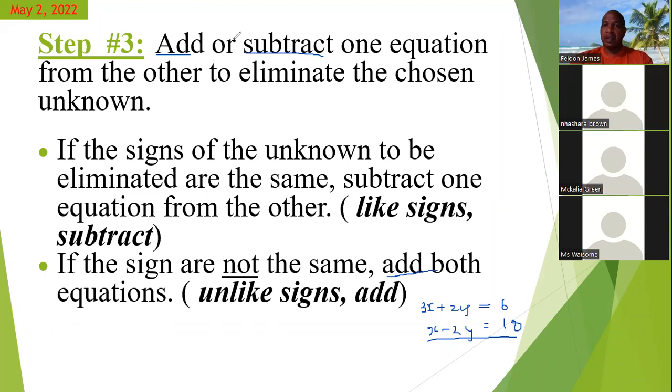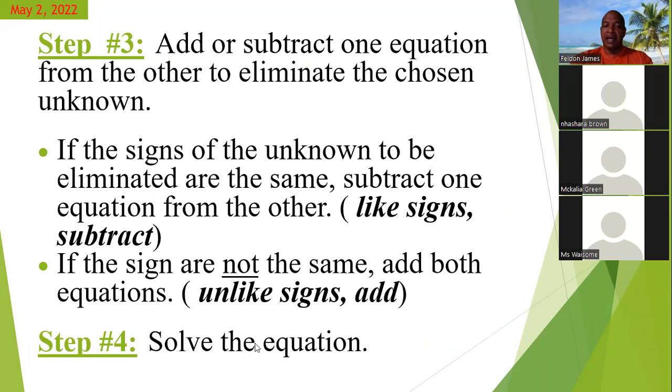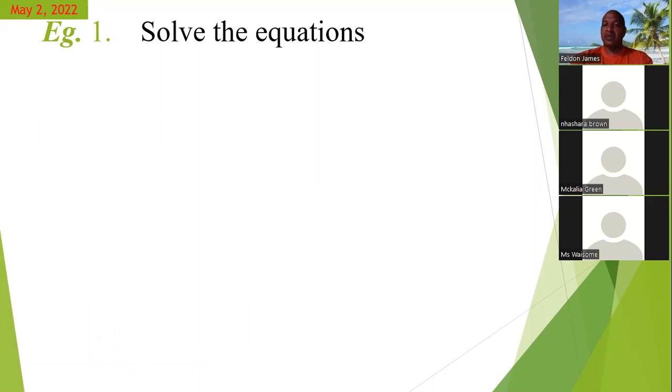Yes, sir. All right. So with that said, after we decide whether or not we're going to add or subtract, we do that operation. And then the next step would be to solve the unknown that remains after, right? Now, the other steps would be to make the substitution and then solve for the one that you don't know, all right?